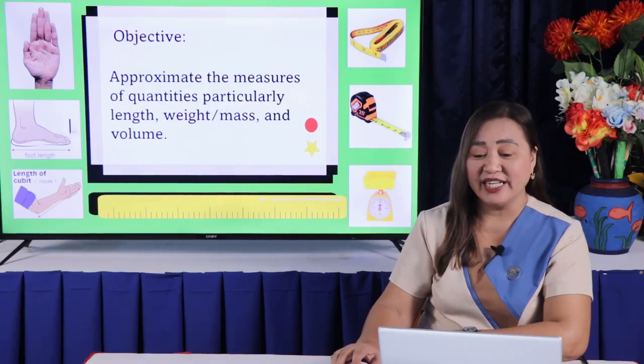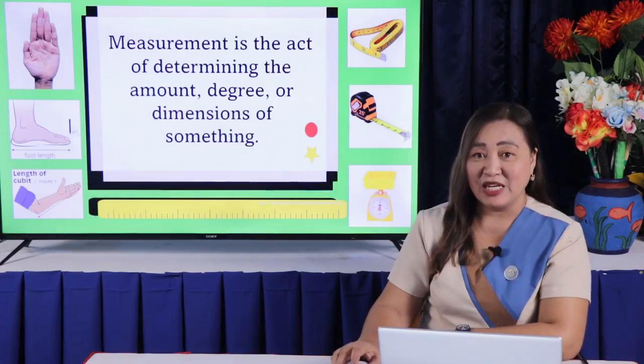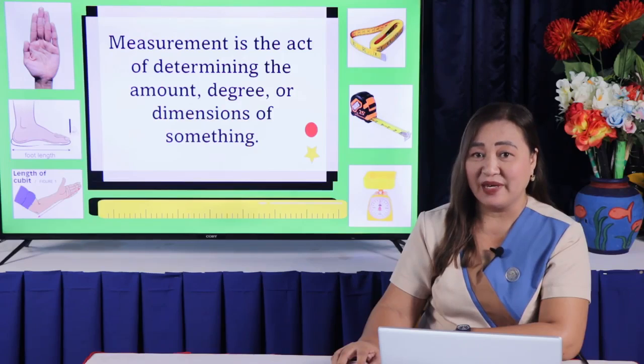Let us hear our learning objectives for today. At the end of this lesson, you are expected to approximate the measures of quantities, particularly length, weight or mass, and volume. Measurement is the act of determining the amount, degree, or dimensions of something. It is important to measure certain things properly and accurately, such as distance and time. By measuring things, we can better understand the world.